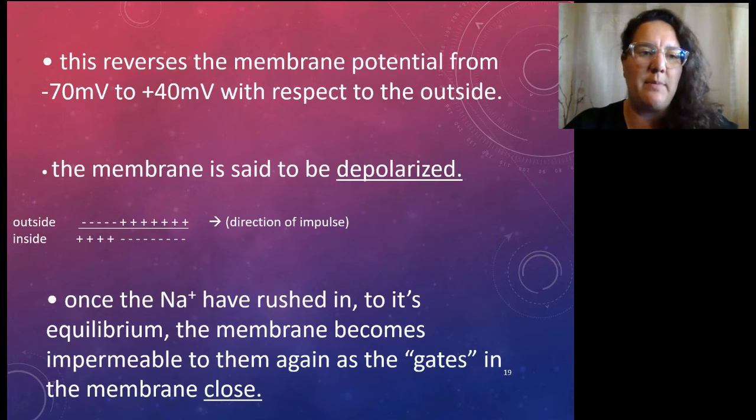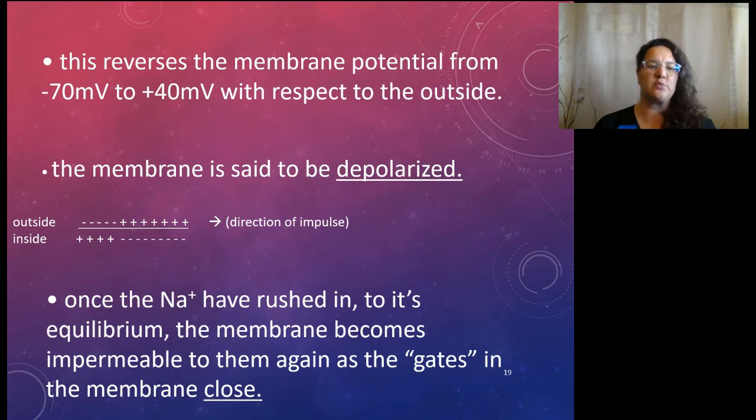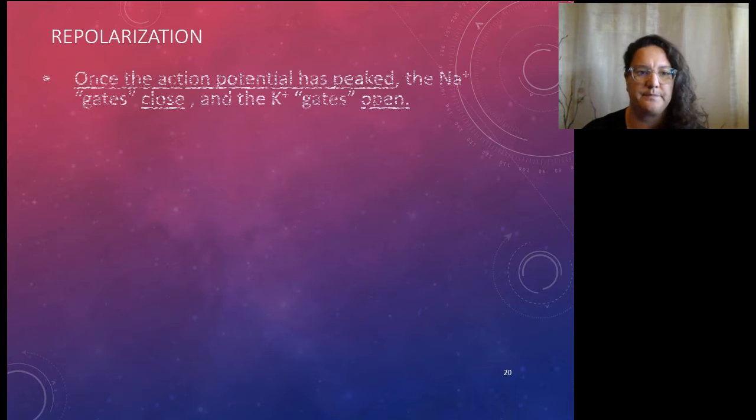This reverses the membrane potential from about negative 70 millivolts inside to about positive 40 millivolts with respect to the outside of the cell membrane. So now our membrane is depolarized. Once the sodium has rushed in to its equilibrium, the membrane is going to become impermeable to it as those sodium gates close.